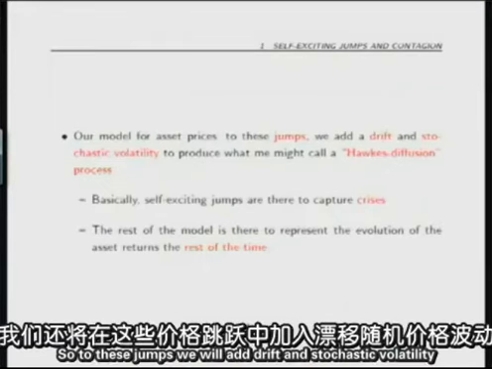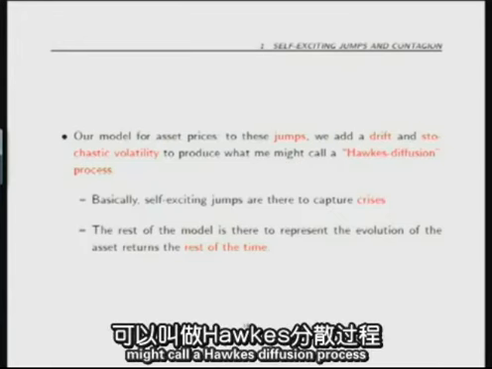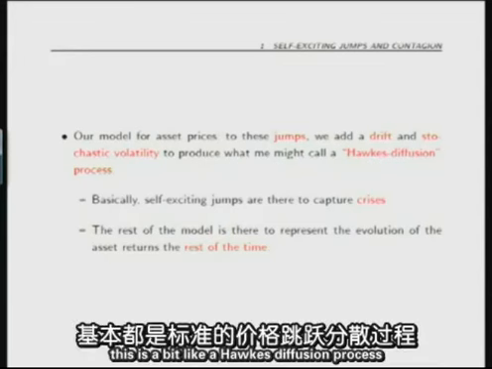Okay. So to these jumps, we're going to add a drift and stochastic volatility. So in a way, what we have is what one might call a Hawkes diffusion process. Just like there are standard Poisson jump diffusion processes, this is a bit like a Hawkes diffusion process.